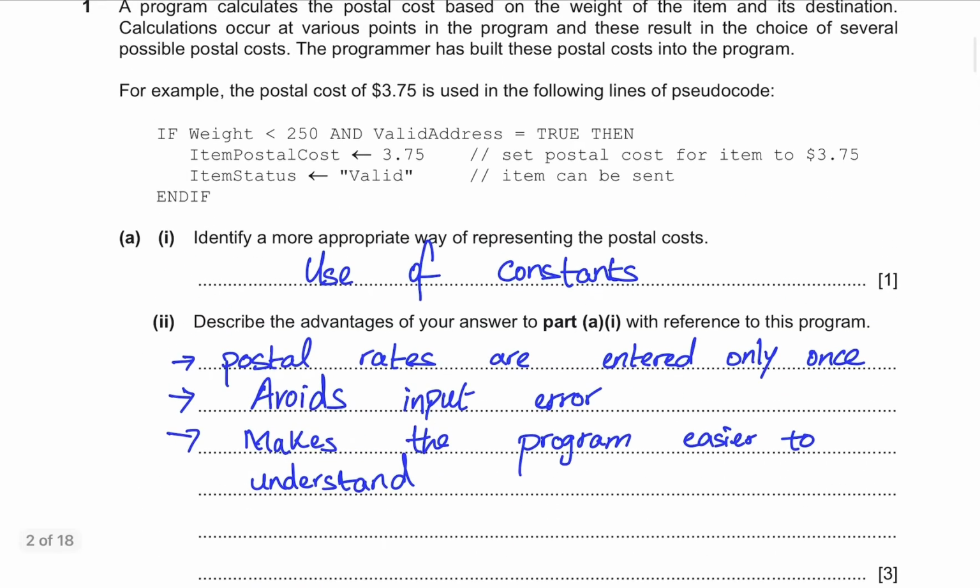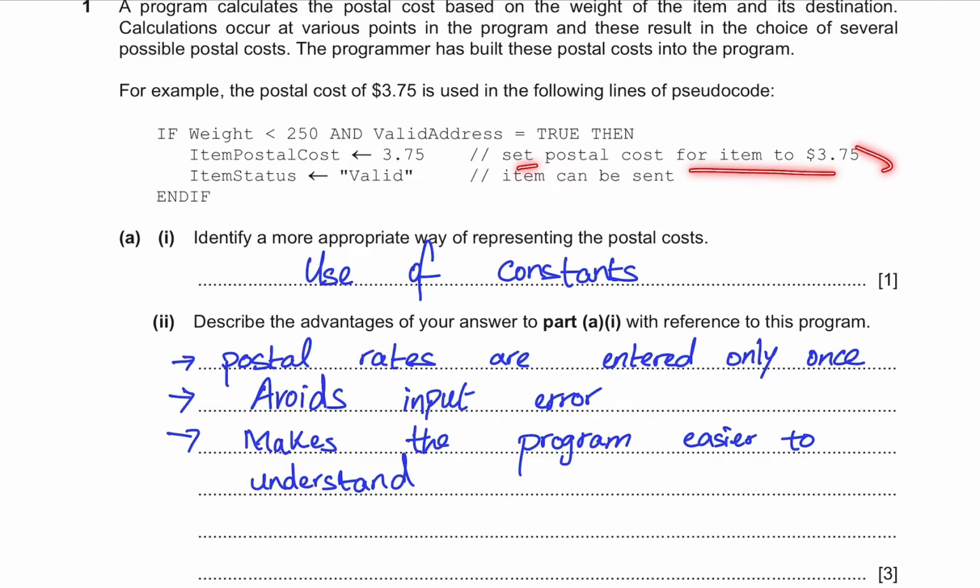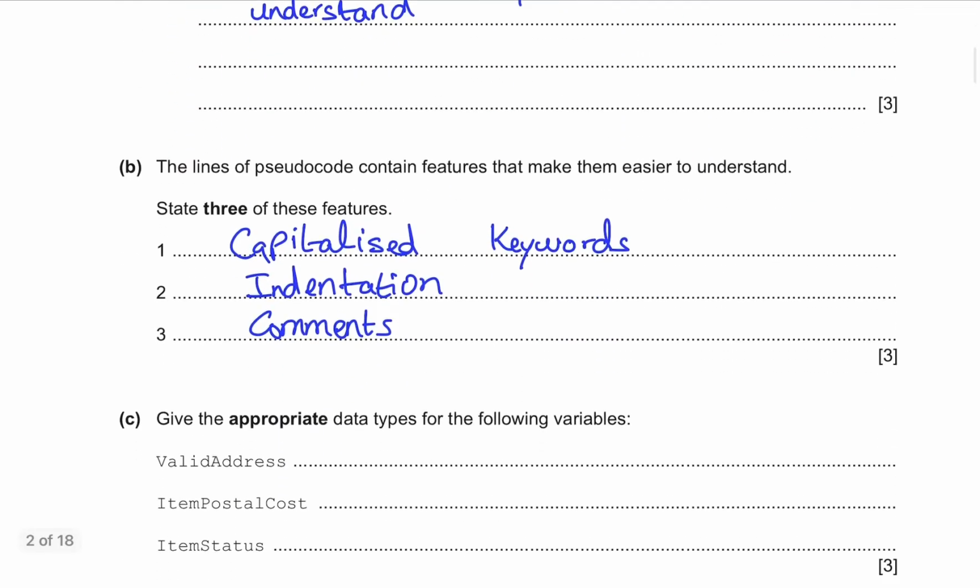For example, in this line, the code is written and a comment is written, which is explaining what the code actually means. So this is the meaning of this line of code, that it sets the postal code for item 2 3. Now here it is setting. So the comments make the code easier to understand.